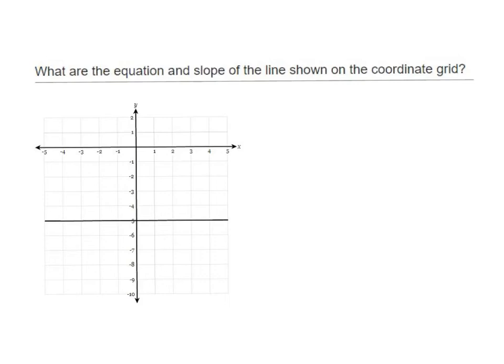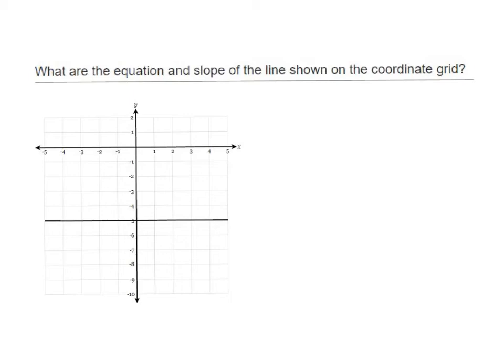All right, this problem says, what are the equation and slope of the line shown on the coordinate grid? All right, so here's the coordinate grid. We have the y-axis and the x-axis, and you see this line down here. This is our graph. It is a horizontal line, all right?